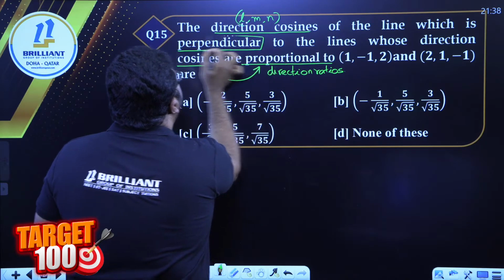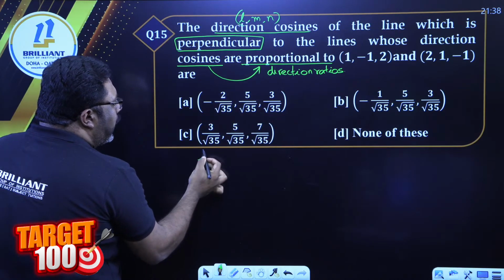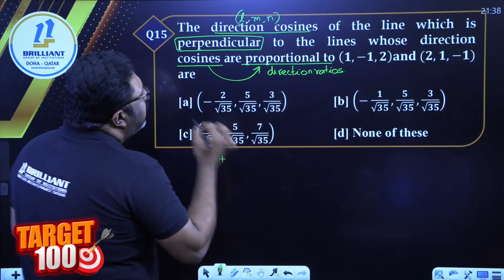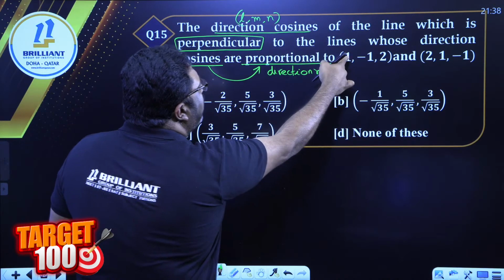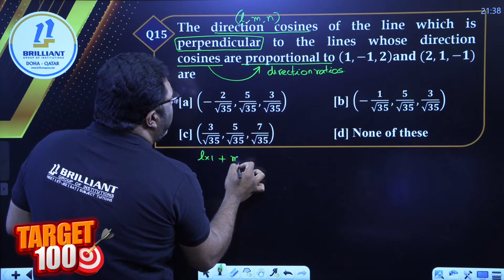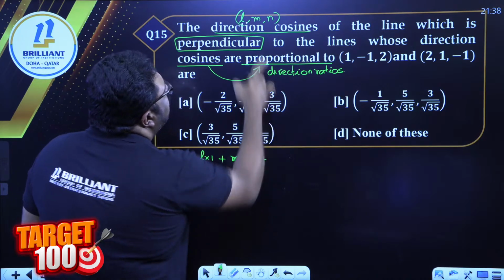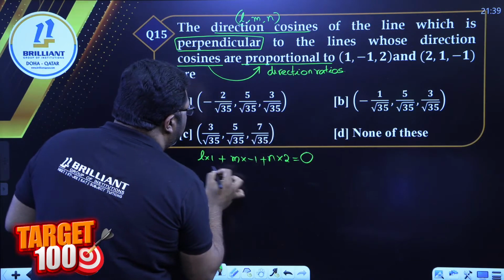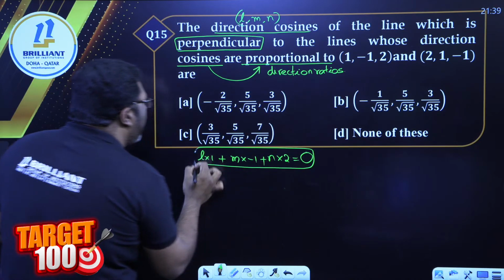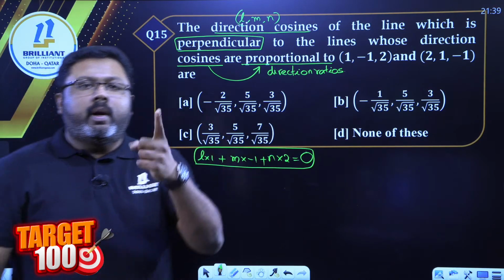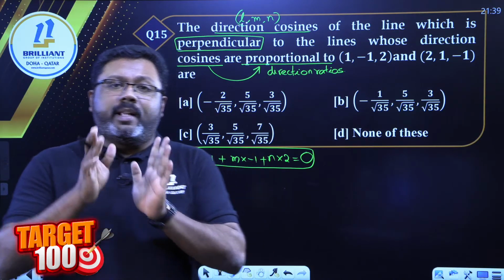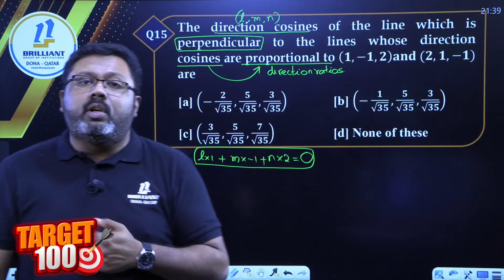The critical word is perpendicular. If they are perpendicular, if I multiply the direction cosines and add them, the first set, L multiplied with 1, M multiplied with -1, and N multiplied with 2, the sum will be equal to 0. This is something which you already know: A1 A2 plus B1 B2 plus C1 C2 equal to 0. Similarly, L1 L2 plus M1 M2 plus N1 N2 also equal to 0.